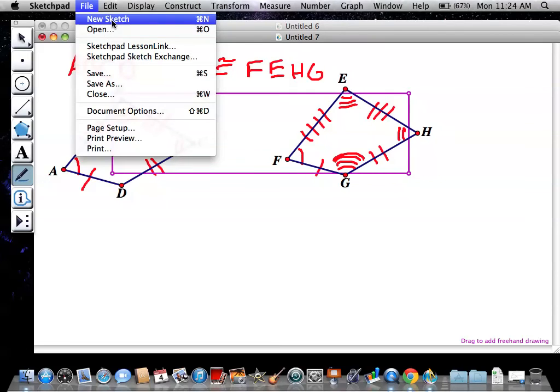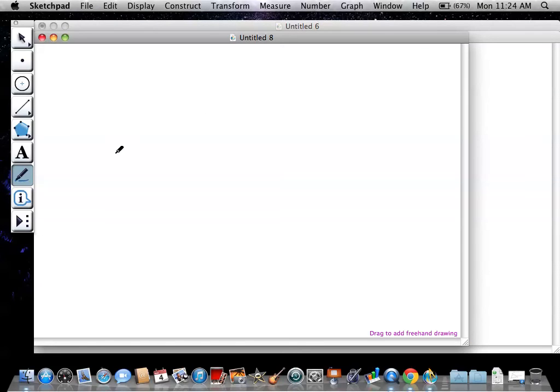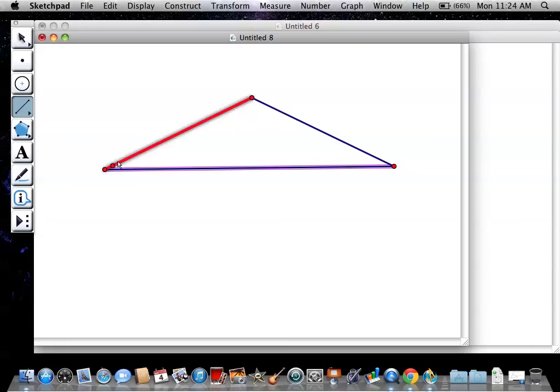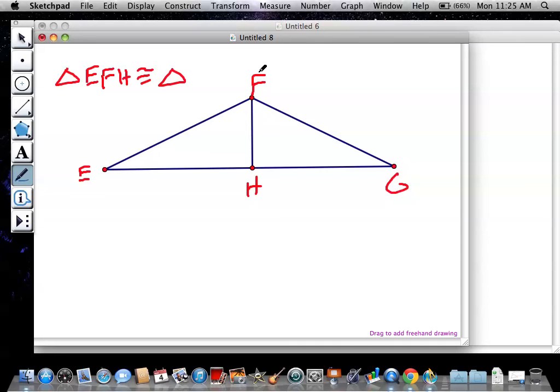So for example, okay, now I'm going to label this E, F, H, G. And I say that triangle EFH is congruent to triangle GFH. That means I can label, okay, things here.